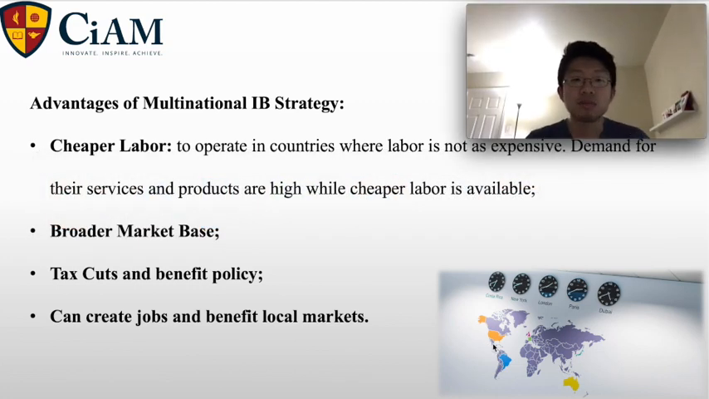The first advantage of the multinational international business strategy could be cheap labor. A lot of operating countries have labor that is not as expensive as their local market, especially for developed countries. International companies like Nike and Apple always have their products and services in developing countries, which actually have higher demand with cheaper labor, which can save their costs dramatically to help their business move better.